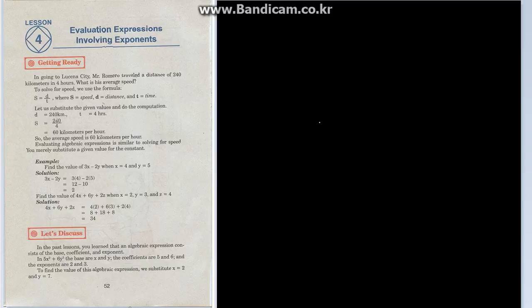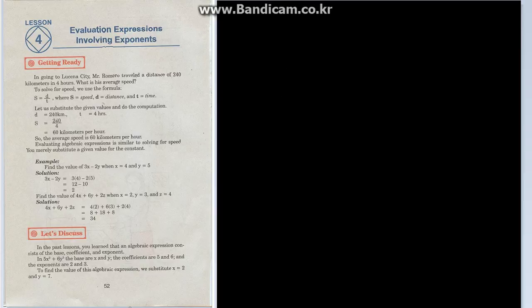So in lesson 4 we are going to learn about how to evaluate expressions involving exponents. Okay, so let's get started with getting ready. Basically we are going to review what we have learned in the previous lesson, lesson 3.